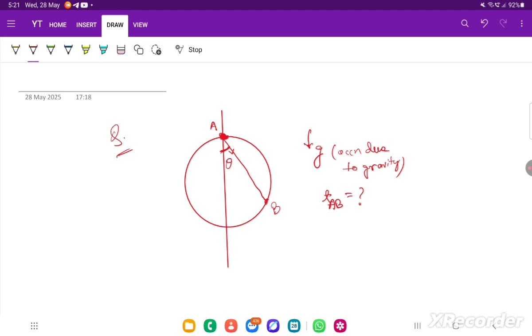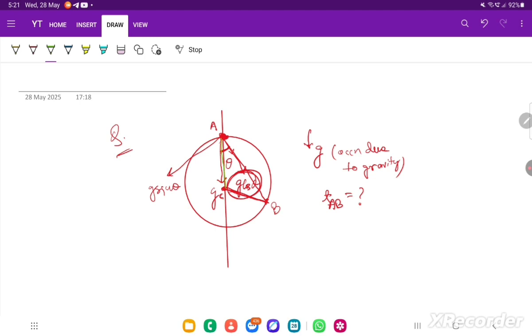I think it's a simple question, though let me solve it first. g is vertically downward and its component will be g cos theta along AB, and g sin theta will be perpendicular to AB. So this is the acceleration responsible for the motion of the particle, and let's say this is the center of the circle. I'm joining this with B, CB.